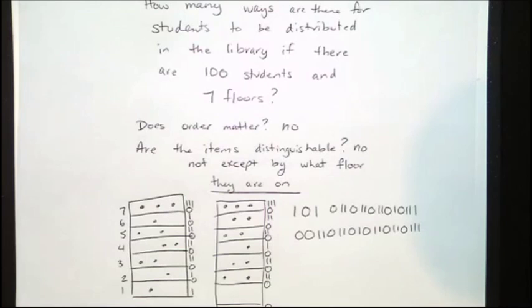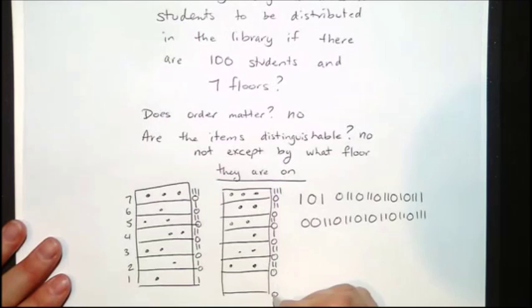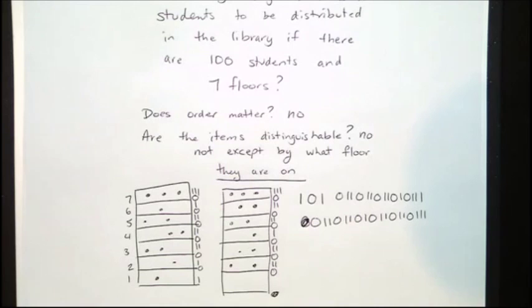people across the floors. So if I have 100 students and 7 floors, which things are the kinds? Which floor you were on? You have a question? You're right. Thank you for correcting that. So that is my correct representation there.